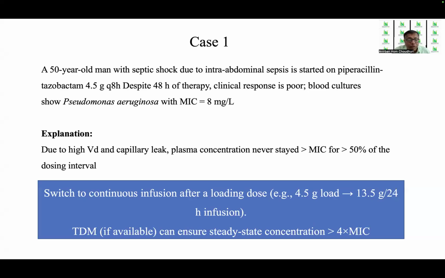So we have to switch to continuous infusion after a loading dose, like 4.5 gram loading followed by 13.5 grams over 24 hours in infusion. And if therapeutic drug monitoring is available, they can ensure steady state concentrations to maintain the concentration to MIC ratio of more than 4.